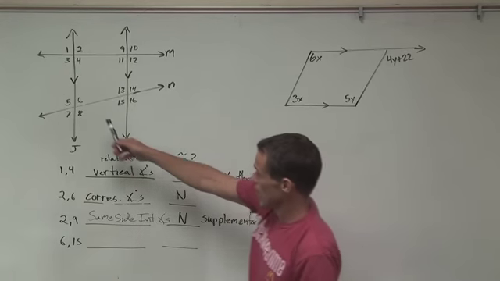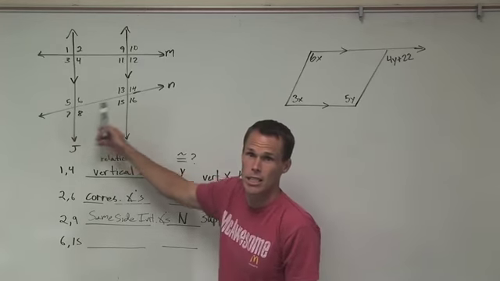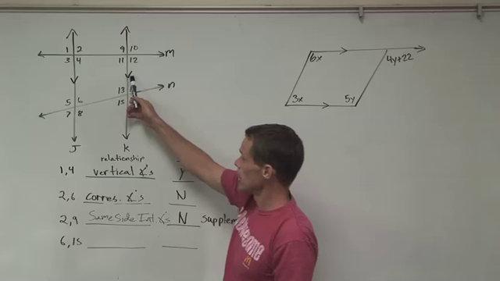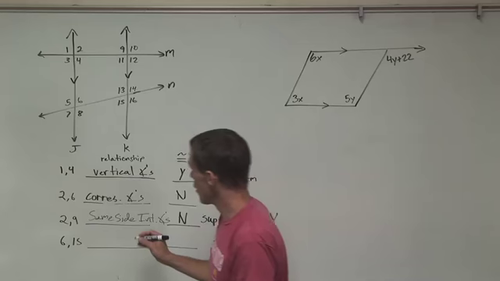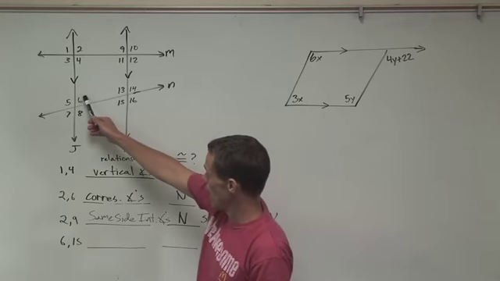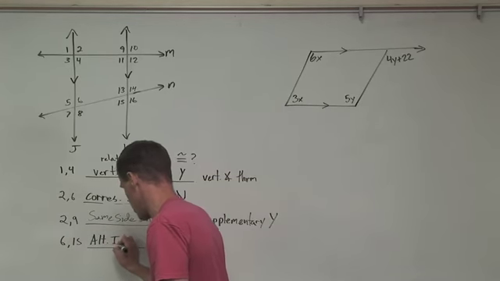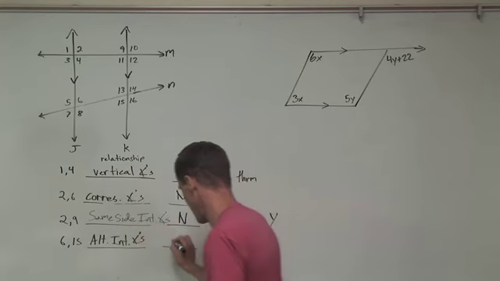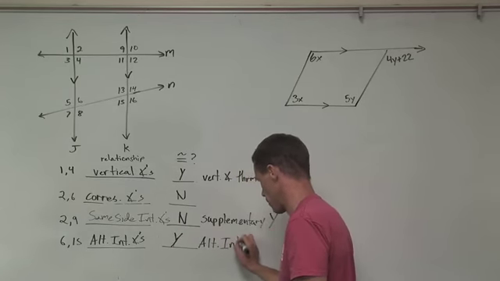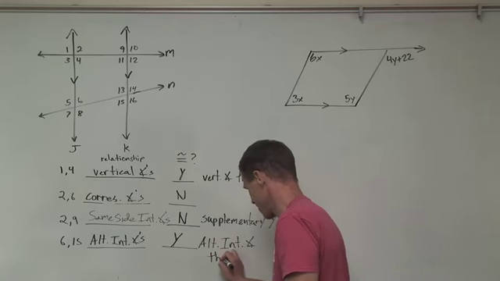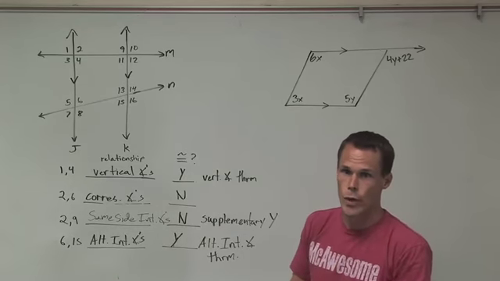Finally, we have angle 6 and angle 15. Again, N is the transversal, but J and K are the lines that they're touching. They are parallel to each other. N represents a transversal cutting parallel lines. So this is going to be alternate sides of N on the interior of J and K. This is my example of alternate interior angles. And in this case, they are congruent because of the alternate interior angle theorem. We have parallel lines that allow us to make these congruent.